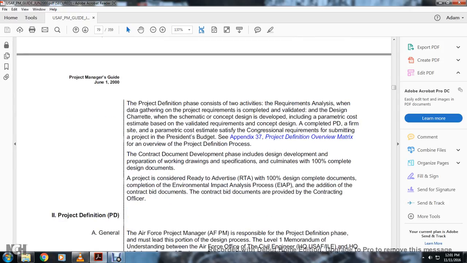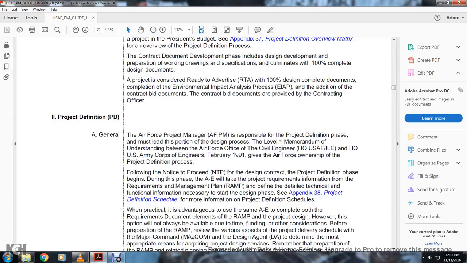Contract documentation and development includes the design development, preparation of working drawings and specifications, and culminates with 100% of the design documentation. The project is considered ready to advertise with 100% design documentation complete, completing the environmental impact analysis process, and the additional contract bid documentation. The contract bids are provided by the contracting officer. Generally, the Air Force program manager is responsible for the project definition phase, which must be led with the Level 1 memorandum of understanding between the Air Force civil engineer and the headquarters U.S. Army Corps of Engineers. Finally, the Air Force retains ownership of the project definition process.